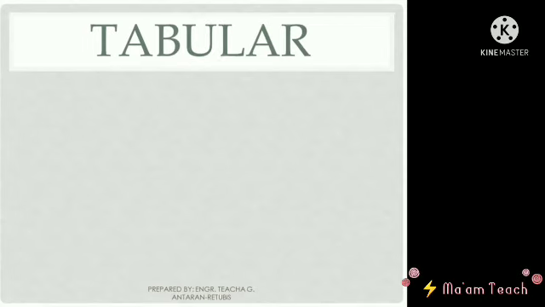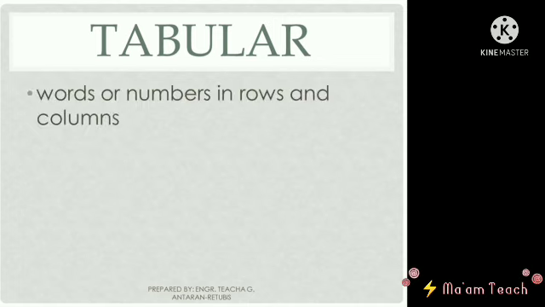Now, how about the tabular? Tabular, class, or tables. Instead of sentences or paragraphs, here we are using words or numbers, and they should be placed in rows and columns. Tables, class, have been used for almost 2,000 years already. So anyone, whatever your level of literacy, can easily understand the information, especially when presented in tables.